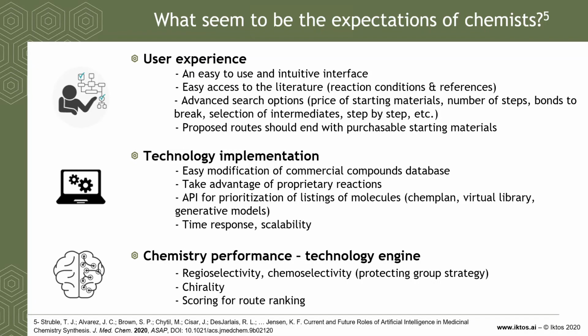Regarding the technology implementation, which is also very important, for a chemist it's very important to be able to take advantage of his proprietary reactions, but also his in-house database of commercial compounds. Also chemoinformaticians, who are less sensitive to user interface, want an API to be able to connect this technology to virtual libraries and generative models. Also, response time and scalability are very important when you want to score thousands or millions of molecules.